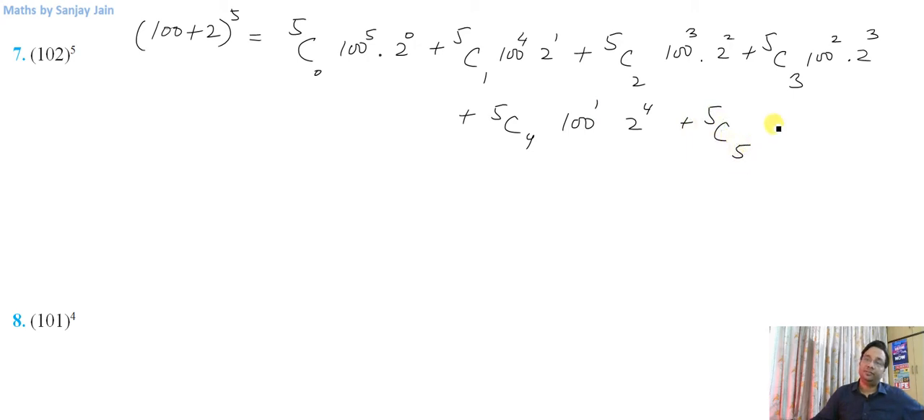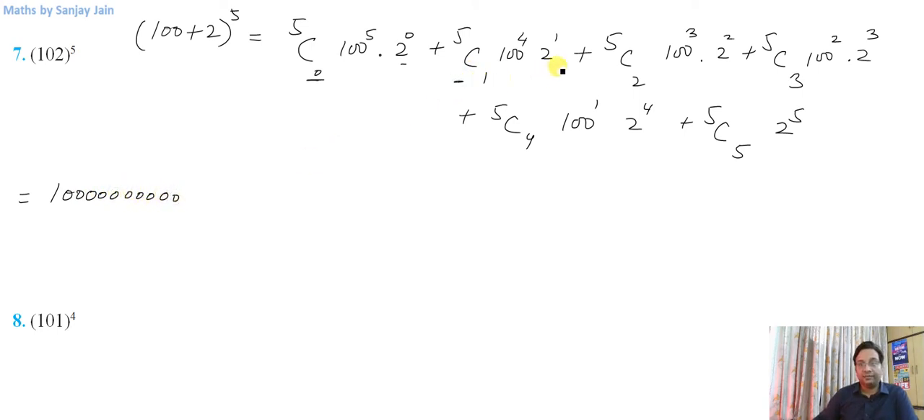5c5, then 2 raised to power 5. 100 raised to power 0 is 1. Let's try to write it in simplified form. This is 1, this is 1. So 100 raised to power 5, so 1 followed with 10 zeros: 1, 2, 3, 4, 5, 6, 7, 8, 9, 10.